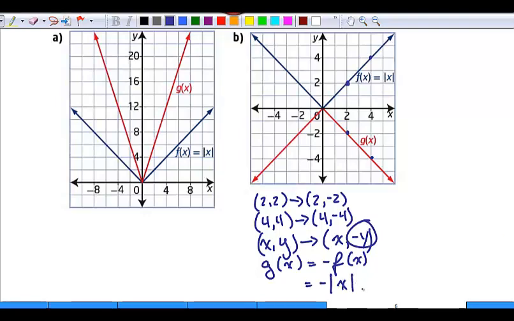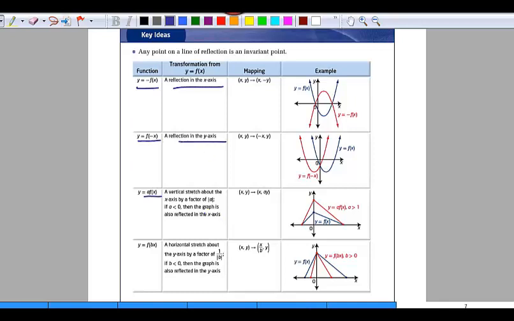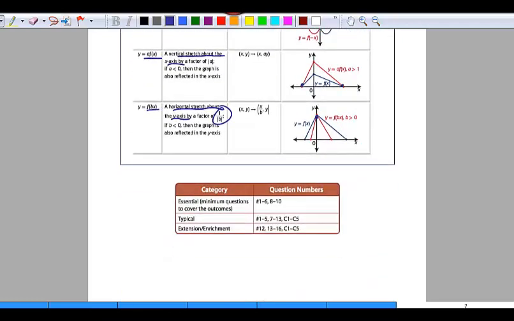Finally, I want you to look at the key ideas at the end of this section, section 1.2, and really read through there and have an understanding of what happens for y equals negative f of x, for y equals f of negative x, y equals a times f of x, and y equals f of bx. Make sure you're paying attention to invariant points. You're identifying those, and then take a look at the homework. Okay, we're going to work on these questions in class tomorrow, but it would be a great idea, especially to look at those essential questions, 1 to 6 and 8 to 10.